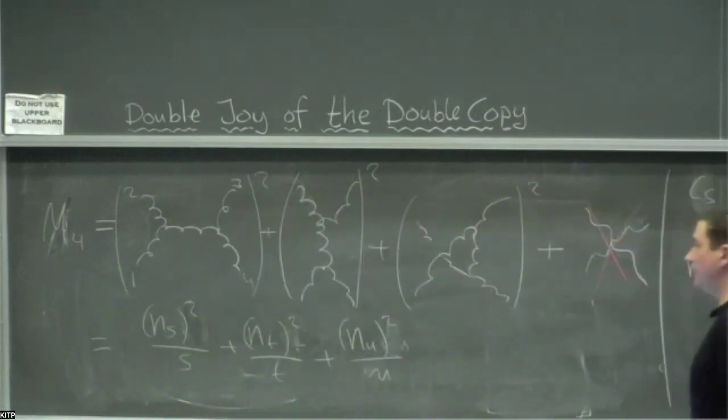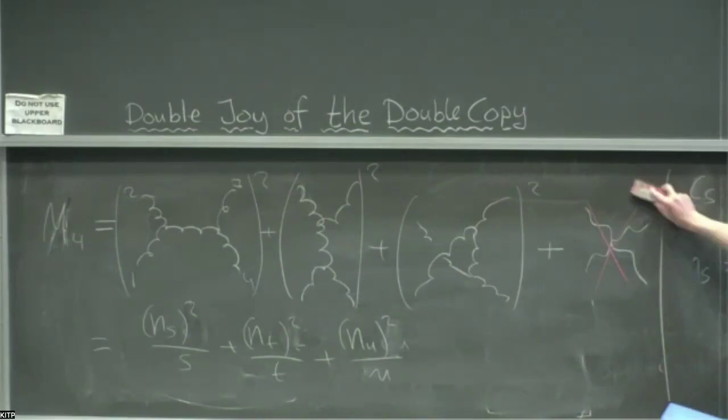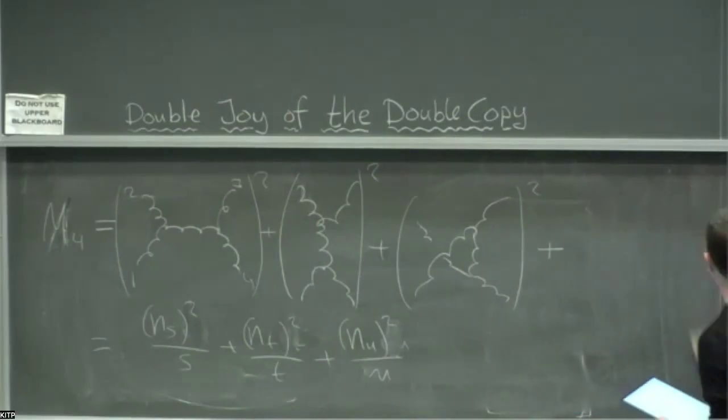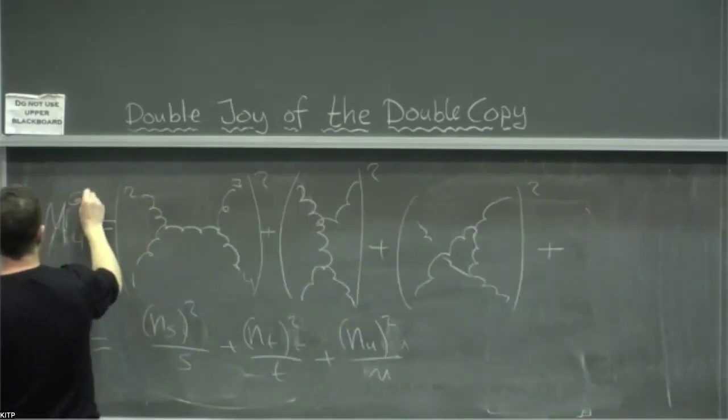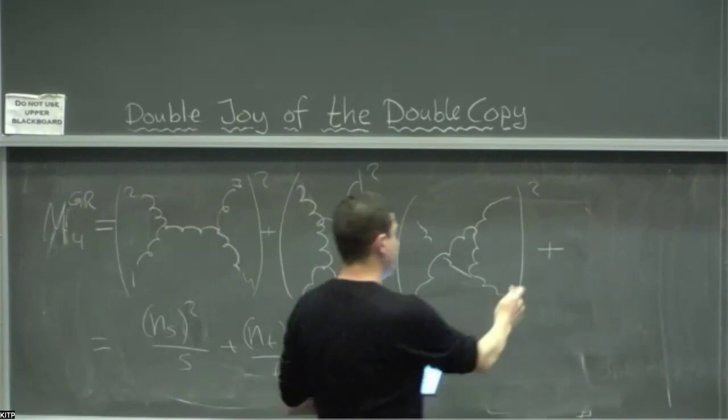Right. So the claim is that, first of all, this operation is valid, and it gives a gravitational amplitude. So let's try to unpack that. Okay. So the claim is that this is GR. But why? Why is it GR?